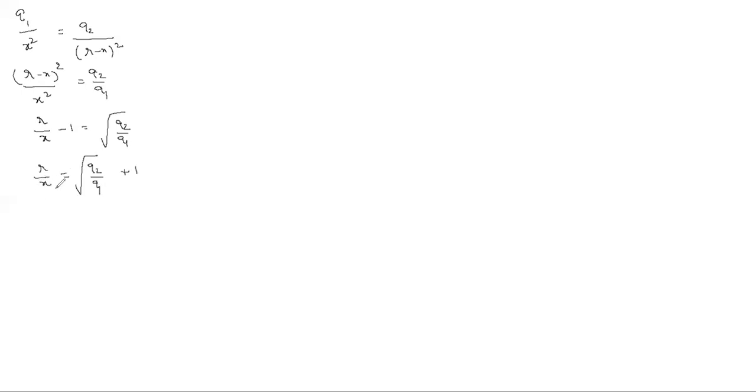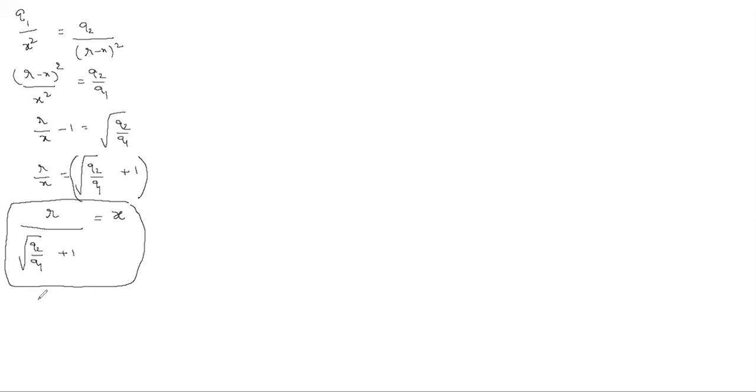Then I am asking what is x. Therefore, x to the right hand side and this whole thing to the left hand side. You will get x equals R divided by root of Q2 by Q1 plus 1. Understood? That x you assumed is measured from Q1.